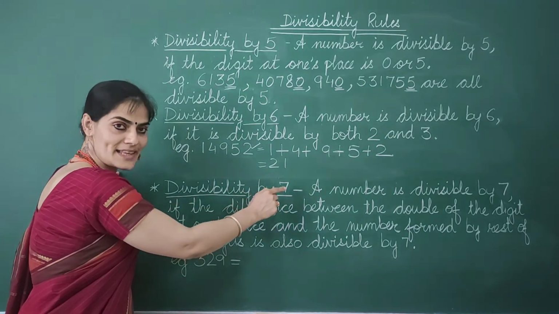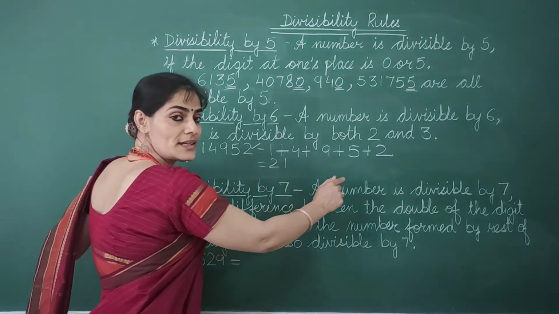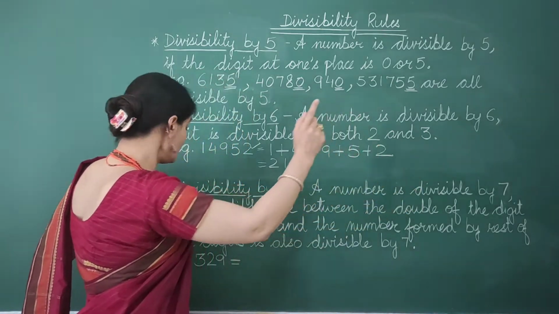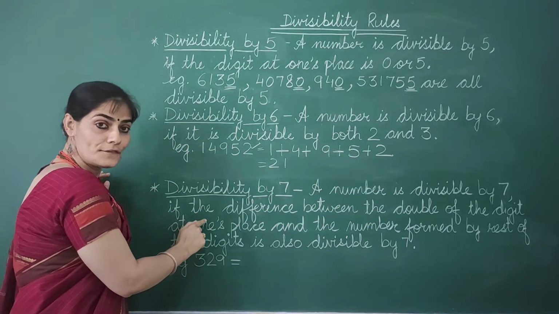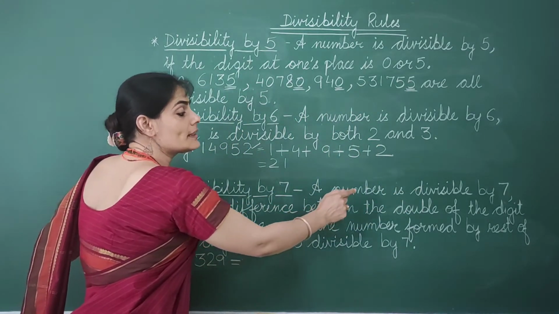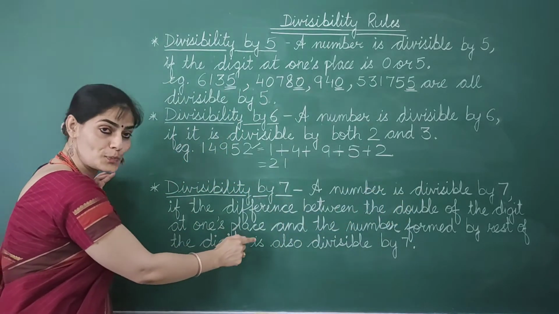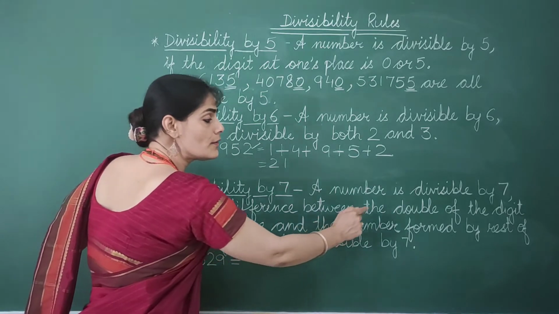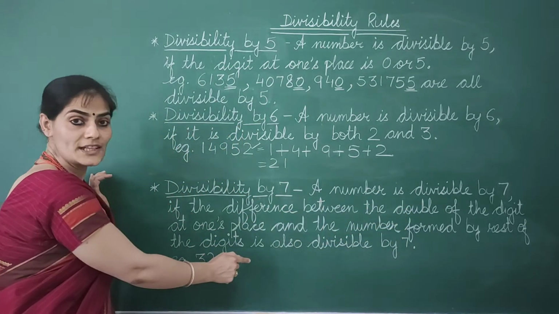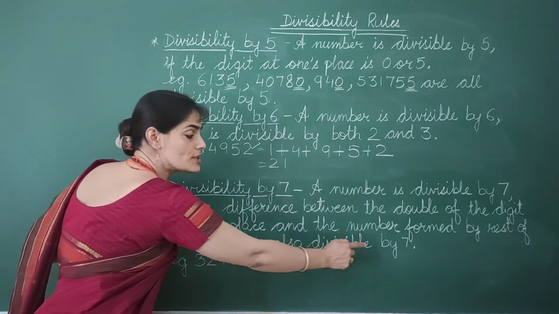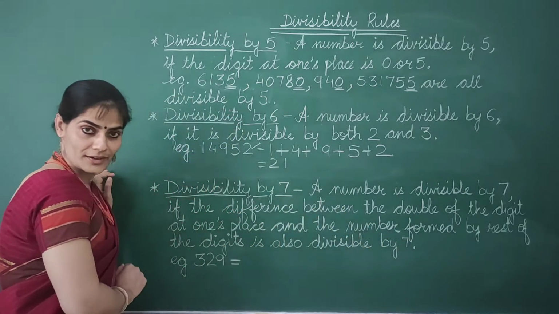Have you all understood? So let's move to the next rule of divisibility. Divisibility by 7 now. A number is divisible by 7 if the difference between the twice or the double of the digit at one's place and the number formed by the rest of the digits is also divisible by 7.